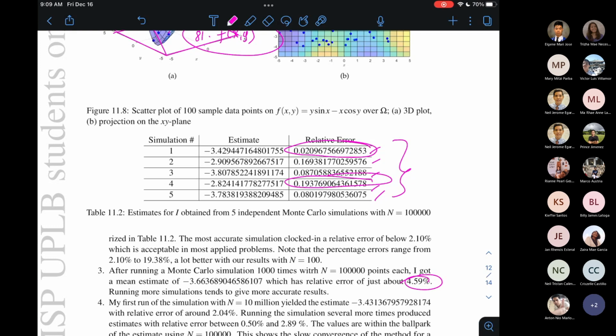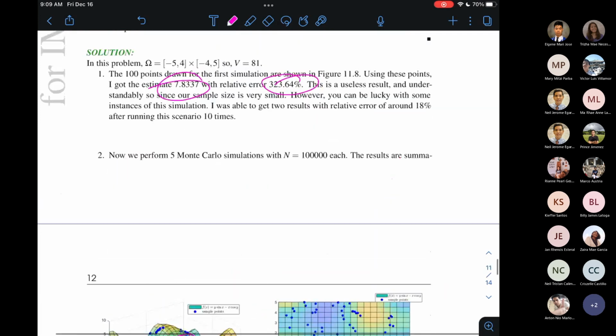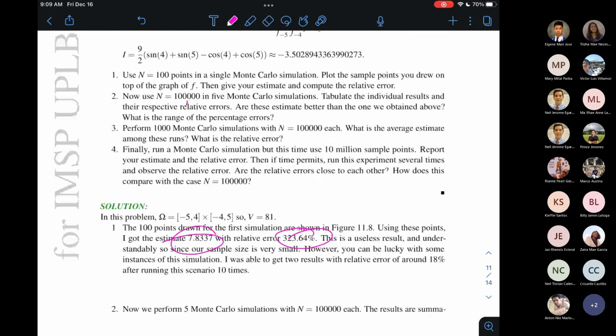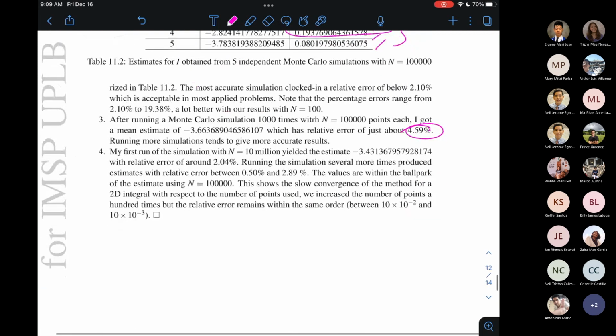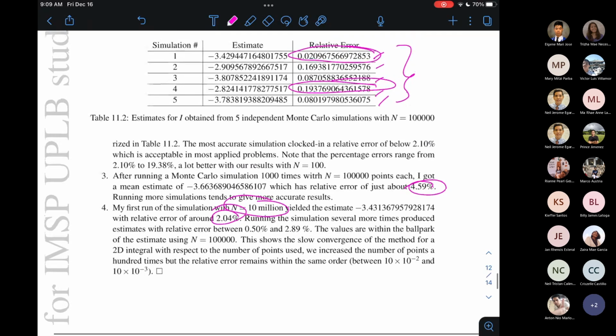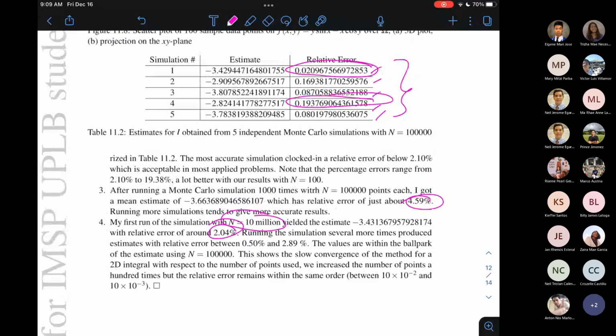But I pushed my computer to see how far it could go. So I played around a bit. I used 10 million sample points, then repeated it several times and averaged. Alright? So these are my results. With 10 million, I got 2.04% error. And you see that 2.04% error is still a little worse than, or only slightly better than, the first simulation I got with 100,000 points.